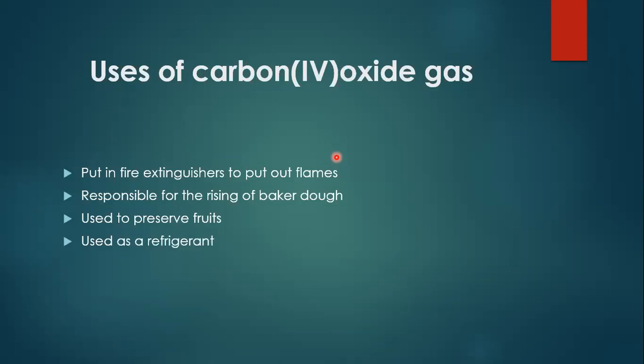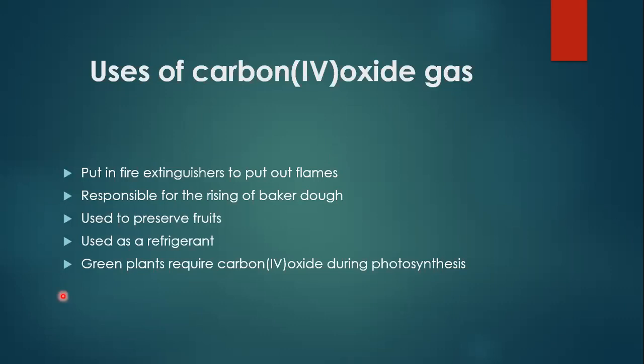Then four, it is used as a refrigerant. This refrigerant, you would have the word refrigerate coming from it, so you should understand what the statement means. Then the last one, green plants require this carbon dioxide gas to prepare their food during photosynthesis. So an essential use of carbon dioxide is that green plants require it to prepare their food.